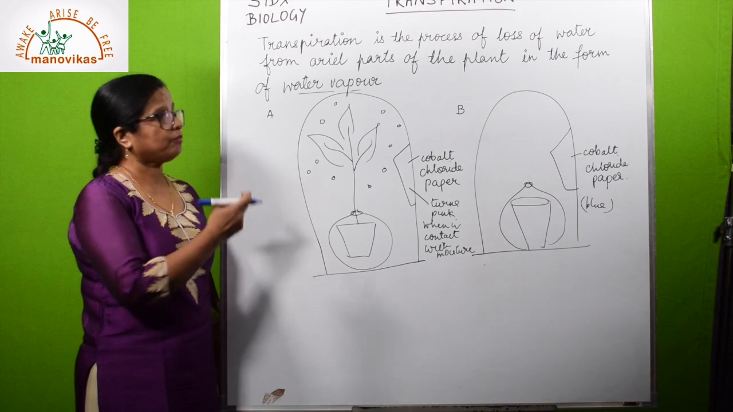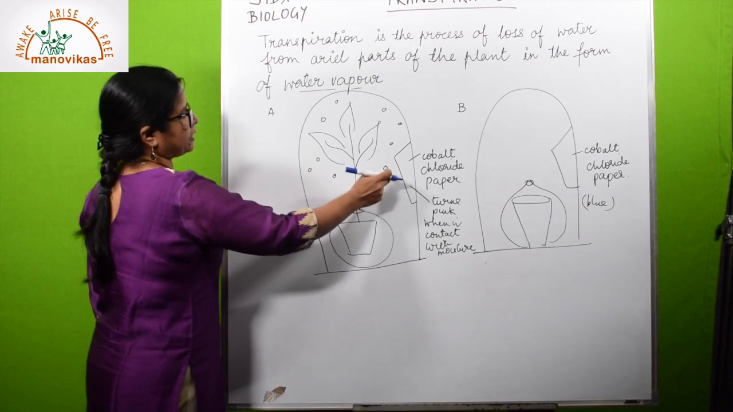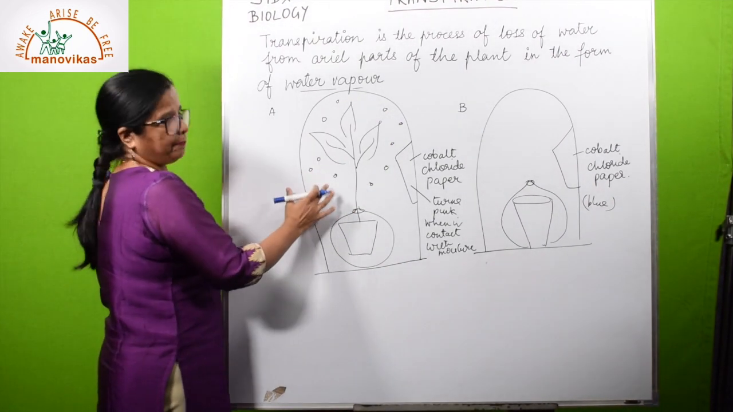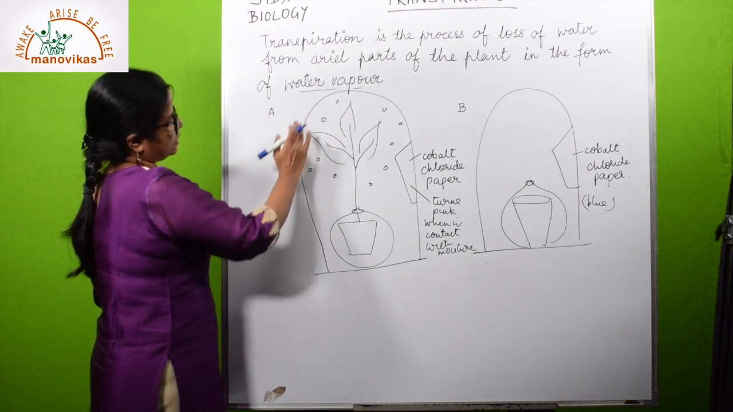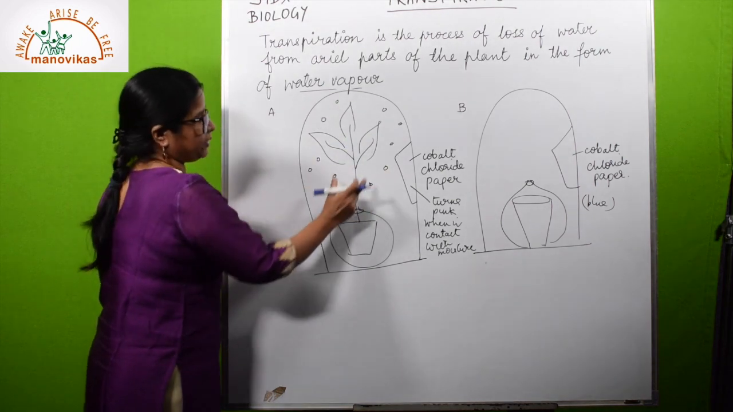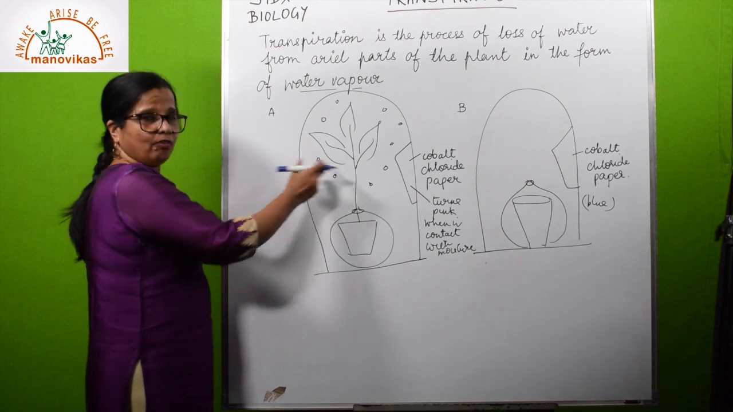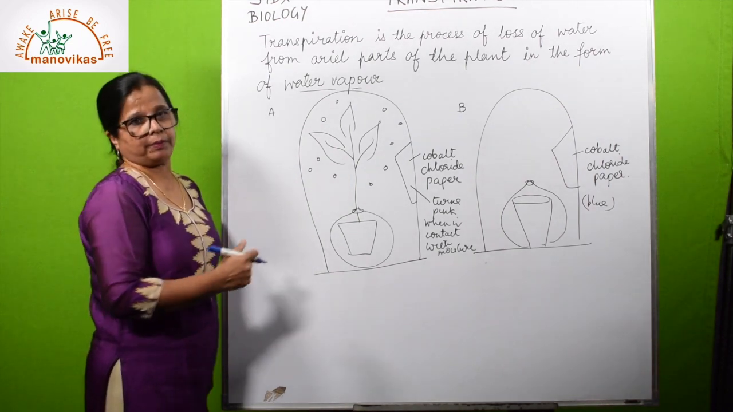Now you might think that we have written water vapor there, then why are these droplets actual water? Because condensation has happened. When water vapor comes in contact with a cool surface, it condenses and gathers like this in the form of water droplets.